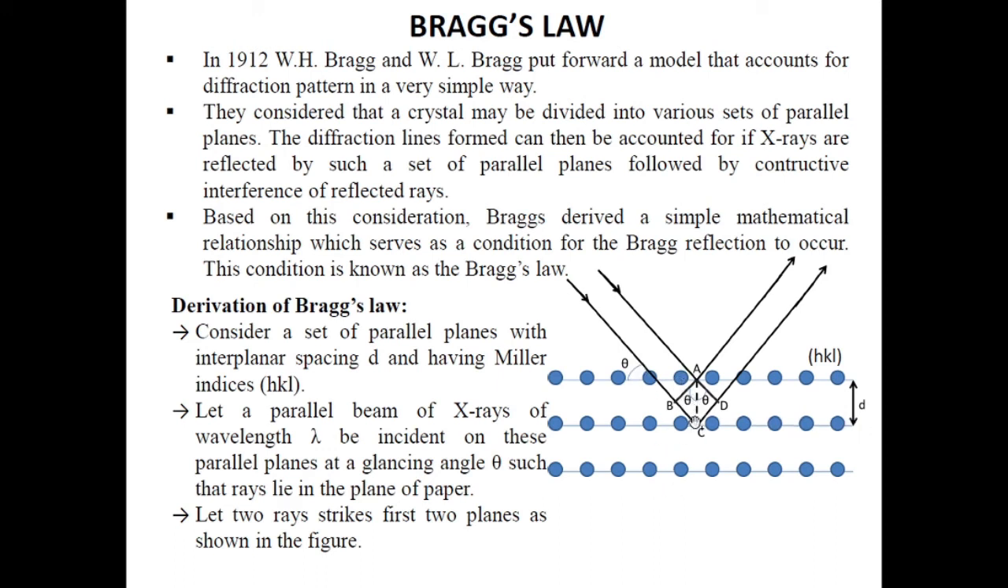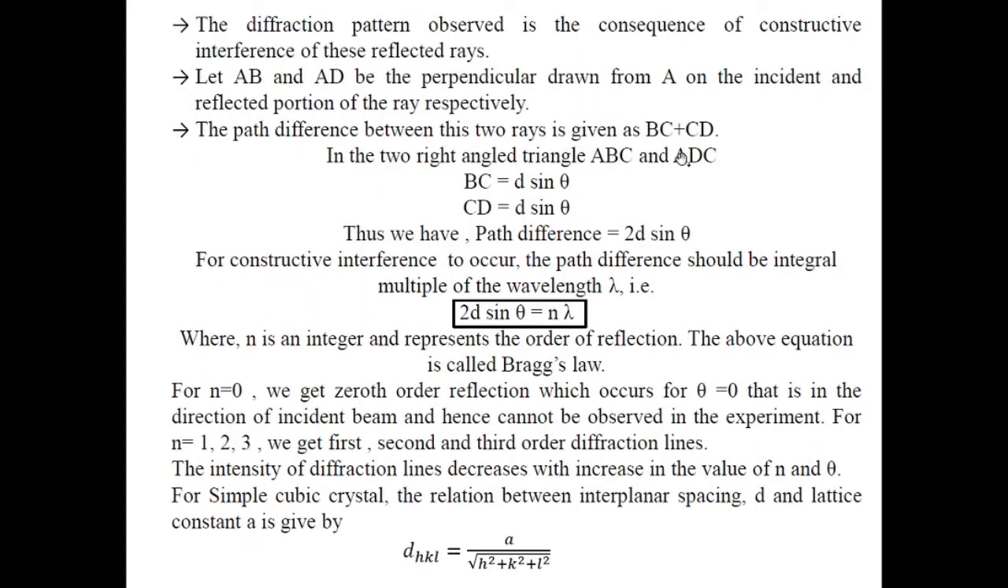Now the dashed line is the same as d. So I can write BC as d sine theta and CD as d sine theta. The total path difference is the extra path traveled by this second ray, which is BC plus CD. BC can be represented by d sine theta, CD can be represented by d sine theta. So the total path difference will be 2d sine theta.